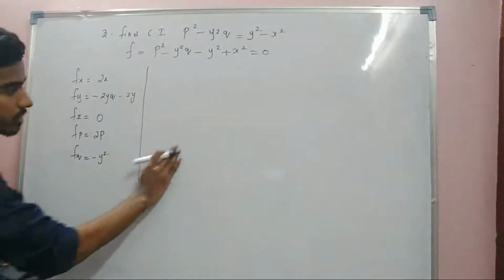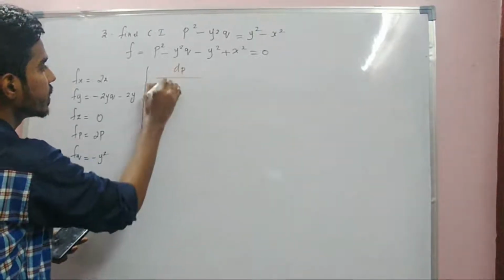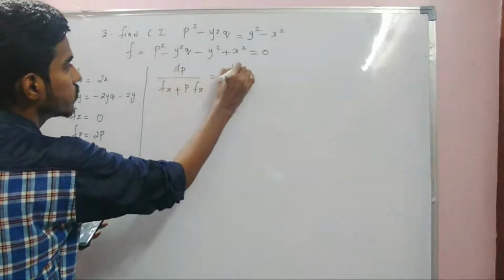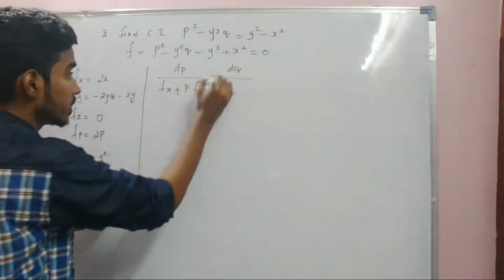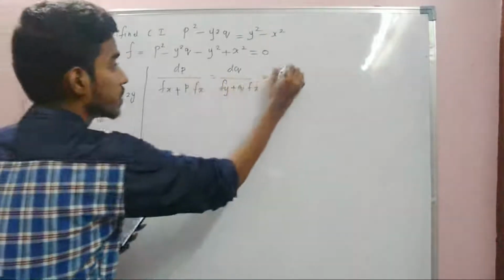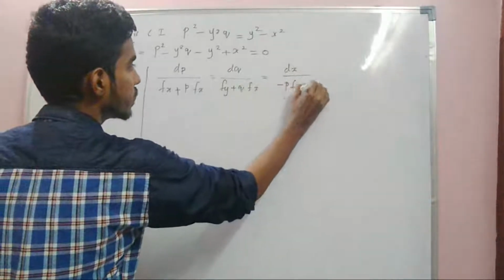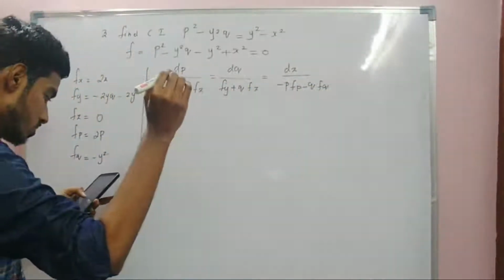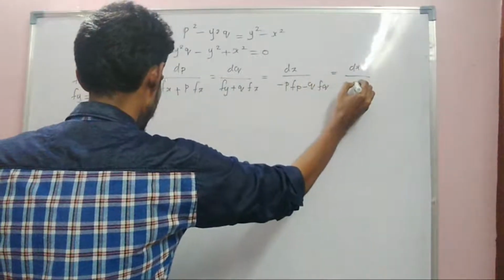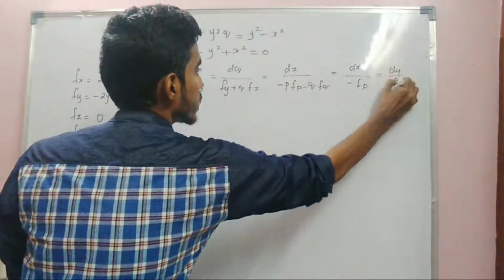Now we have to write Charpit's equation. Charpit's equation is dp divided by fx plus p into fz, equal to dq divided by fy plus q into fz, equal to dz divided by minus p fp minus q fq, and this will be dx divided by minus fp, dy divided by minus fq.